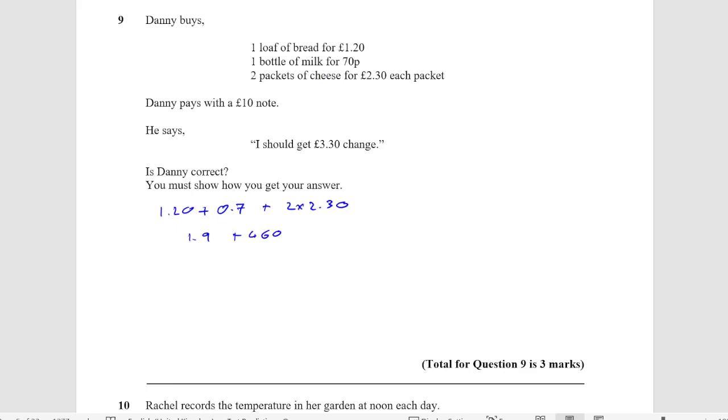If I add those two together, that would give me £6.50. Then I'm going to do £10 minus £6.50, which would give me £3.50. So I should get £3.50 change, not £3.30. Is Danny correct? No. Danny should get £3.50 change.